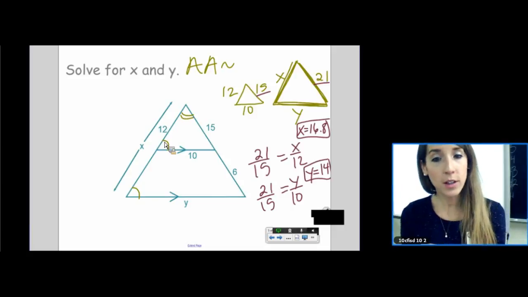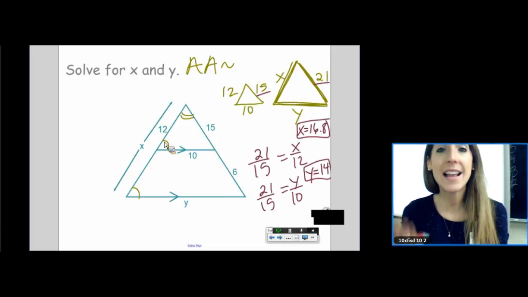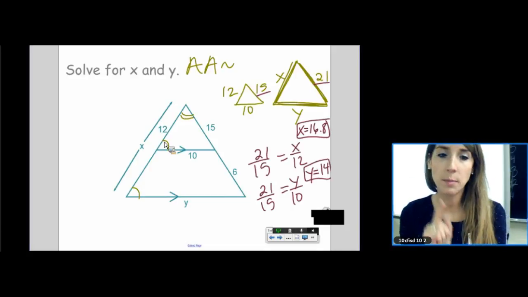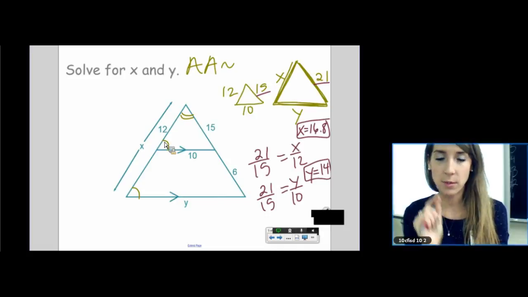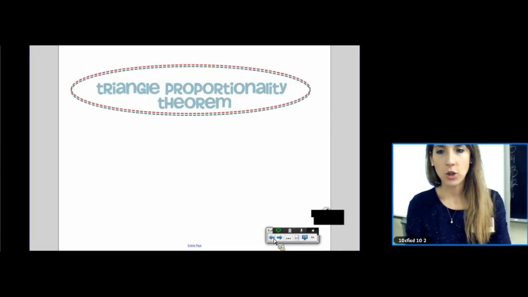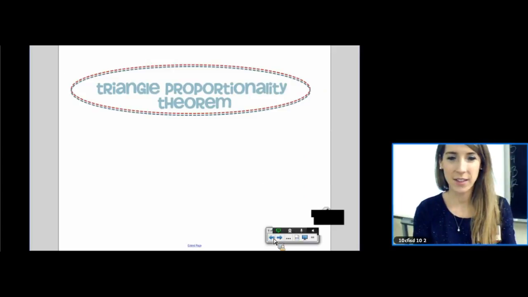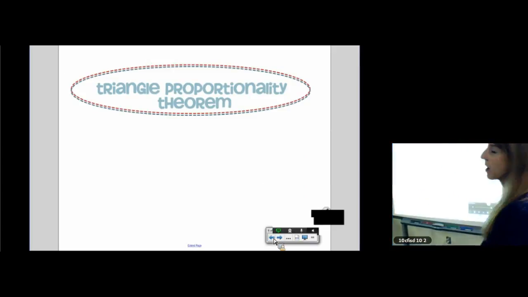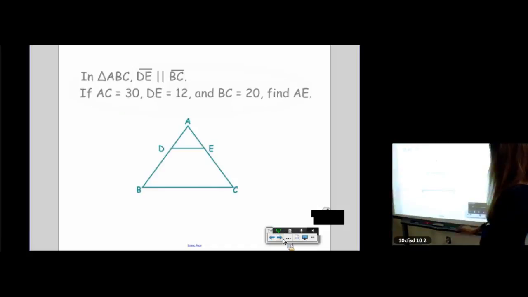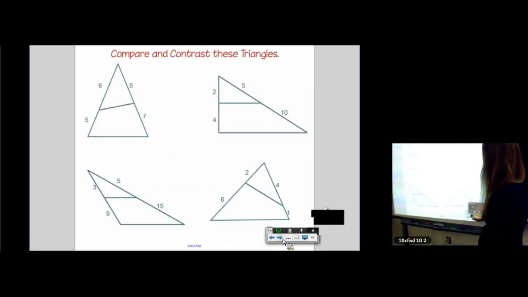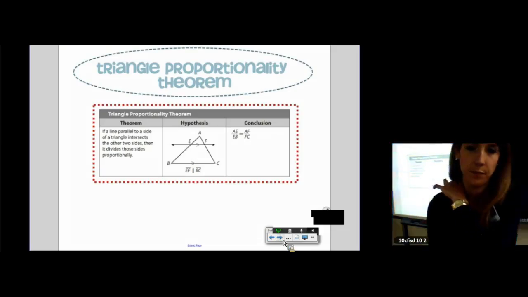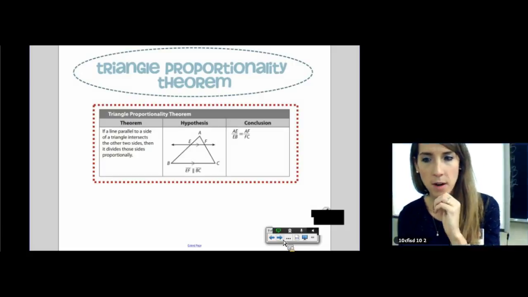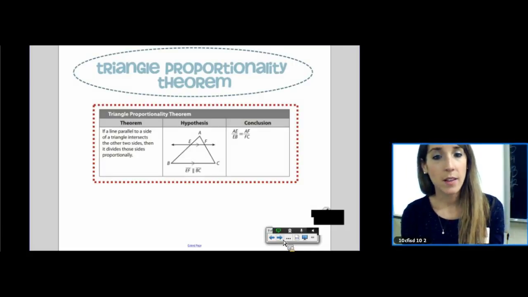Okay, now we're going to learn a theorem that's going to let us use partial sides. But we can only use partial sides sometimes. So let's write down the theorem first. Okay, write down Triangle Proportionality Theorem. That's the title of your notes. And here we go. There's the theorem. Might be hard to see. If a line parallel to a side of a triangle intersects the other two sides, then it divides the sides proportionally.